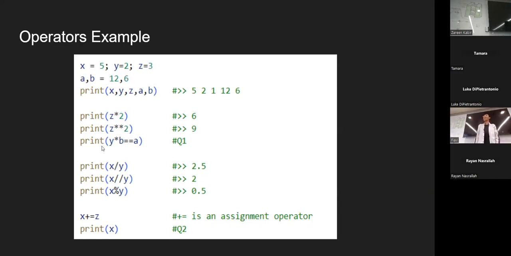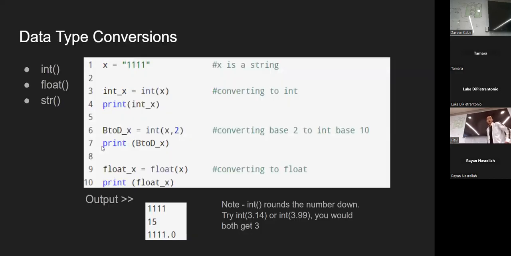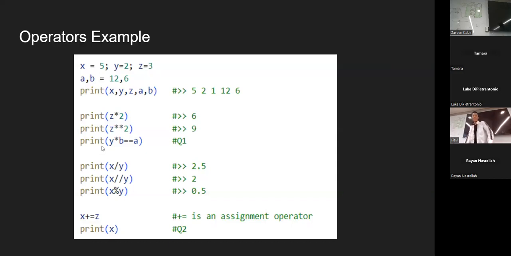Yeah, that's right, true. Y is 2 and B is 6. 2 times 6 is 12, which is exactly the value of A, and it will return true. Okay, and we're moving on.